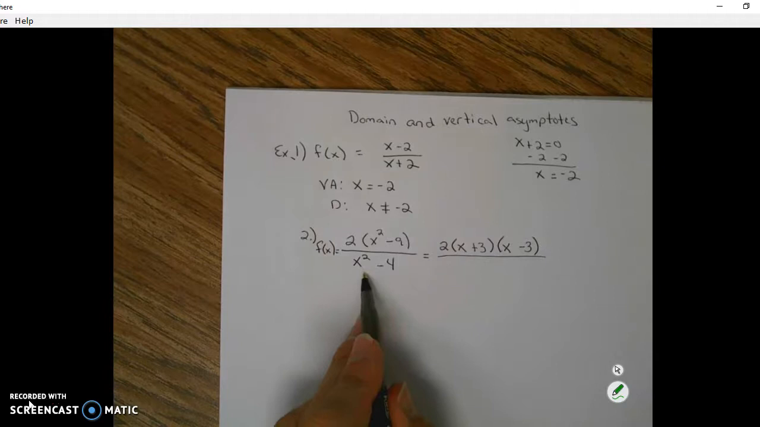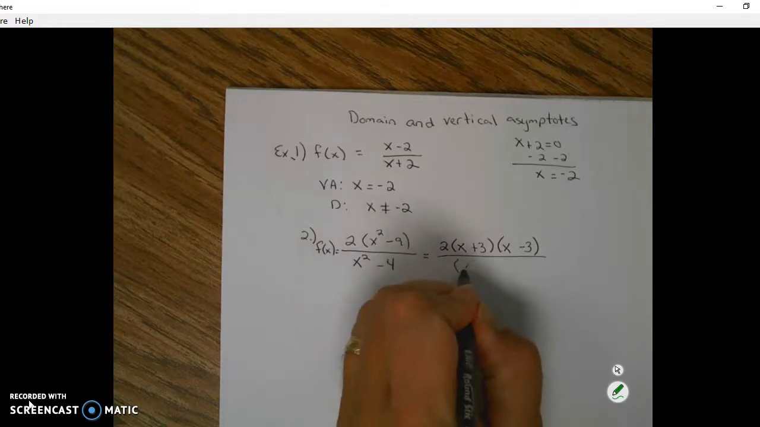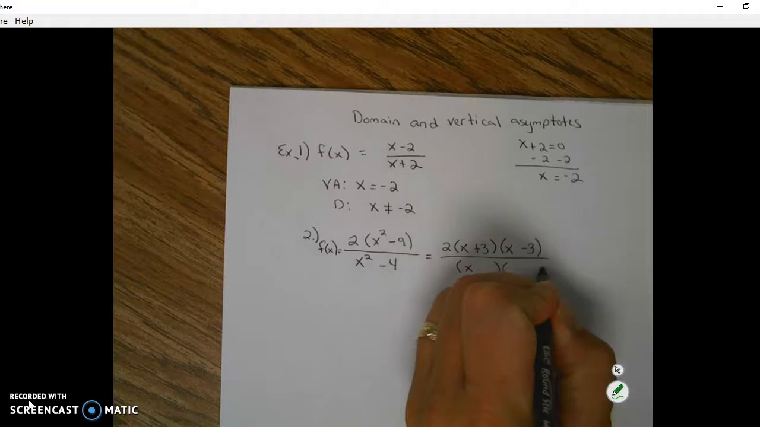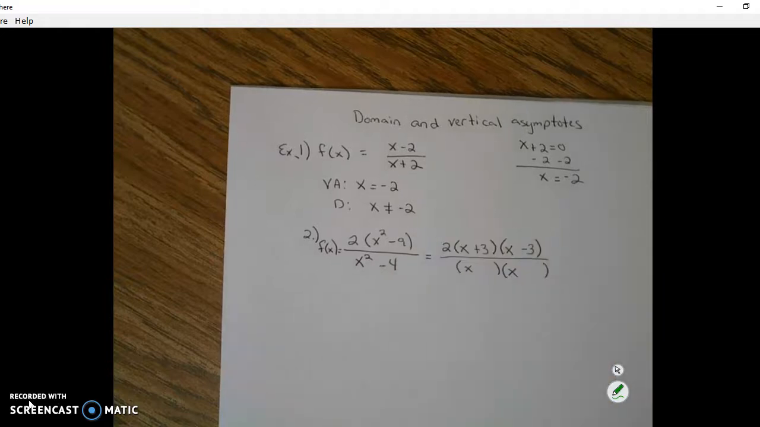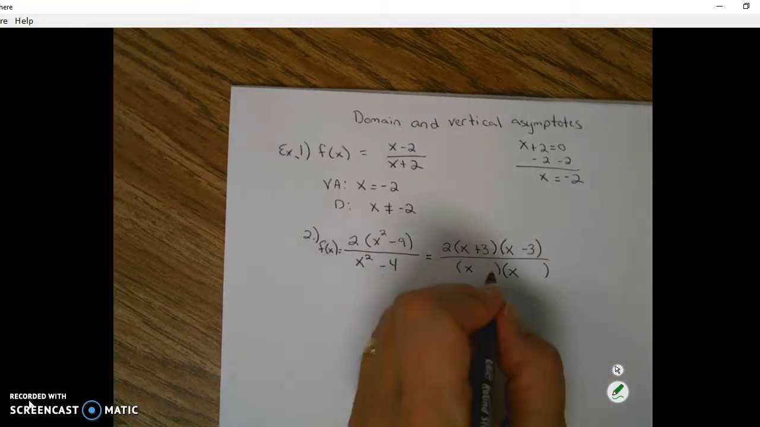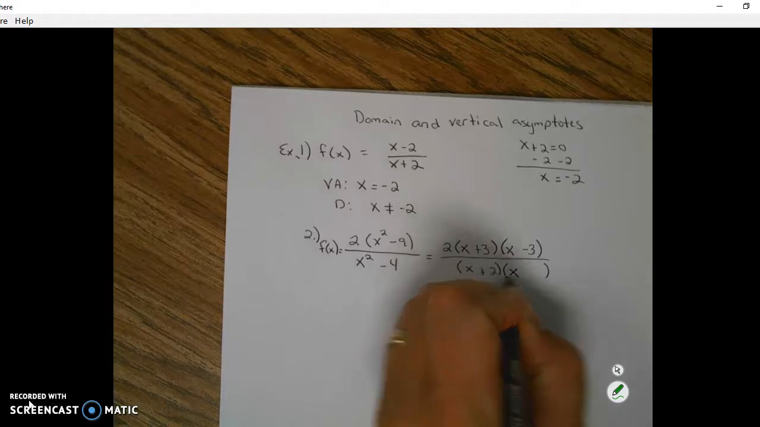Same thing with the bottom. If we can factor it out, we want to do that. So again, we have the difference of two squares. So x squared breaks up to x times x, and then -4 breaks up to +2 and -2.